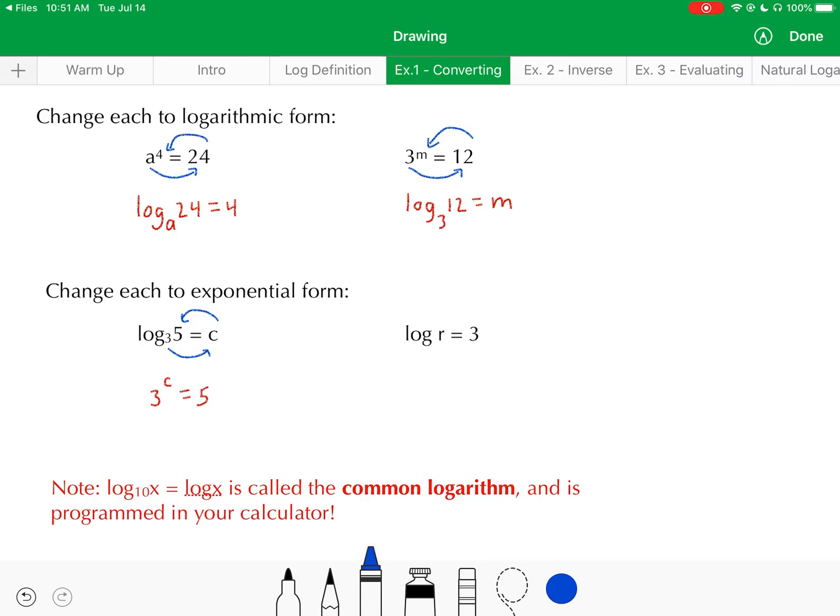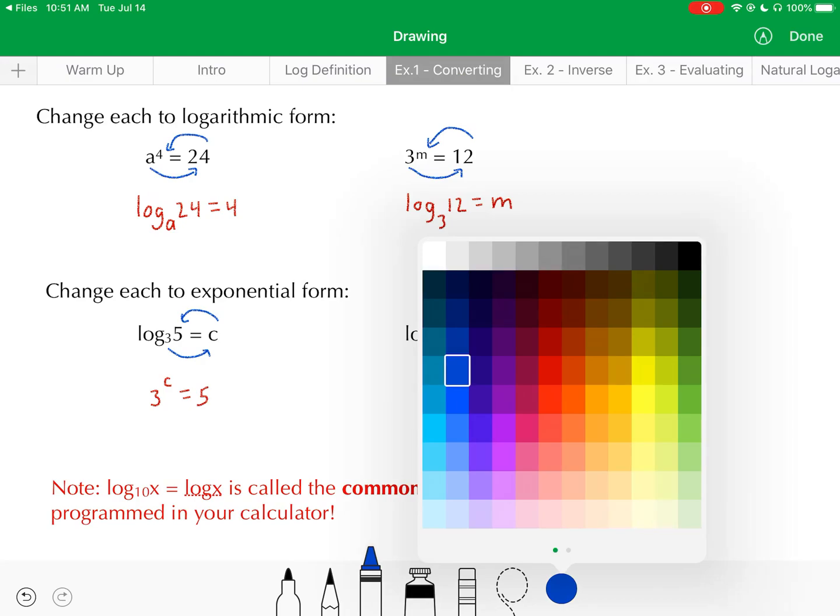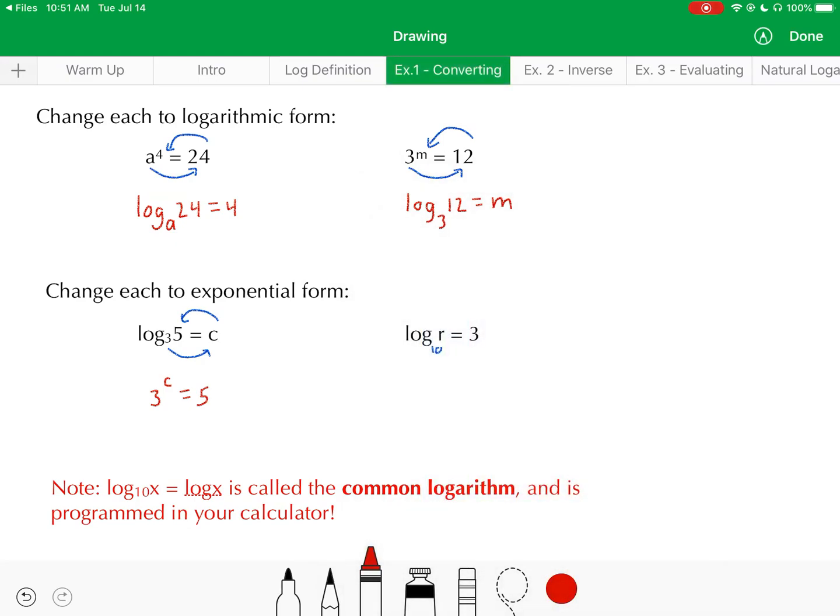So I'm going to insert a 10 right here. And if I want to go to exponential form, then that means this would be equivalent to 10 to the third power equals r.